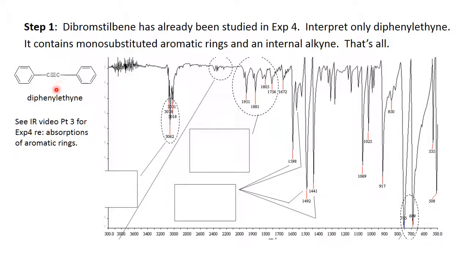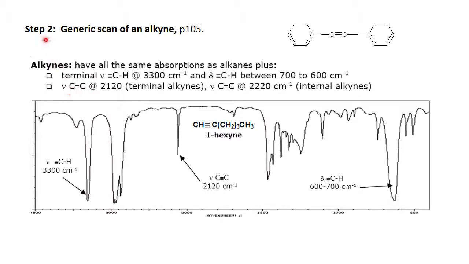And since the infrared absorptions of aromatics have already been discussed in the IR video part 3 for experiment 4, I won't go over those again here. We'll simply focus on the internal alkyne. So step 2, we want to look at a generic scan of an alkyne. You'll find this on page 105.